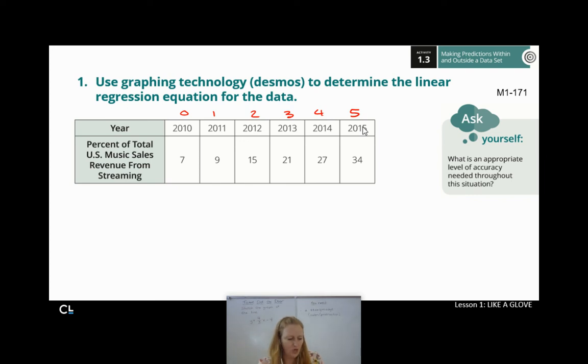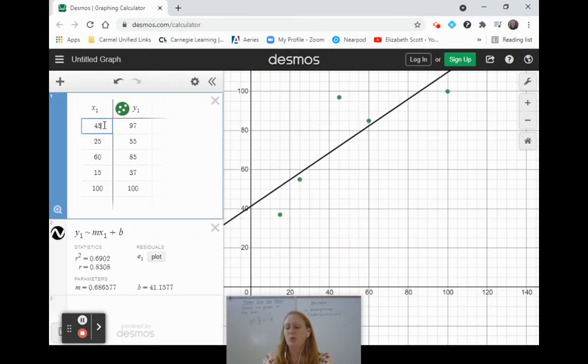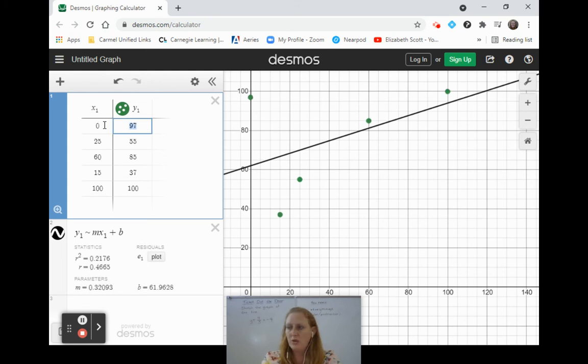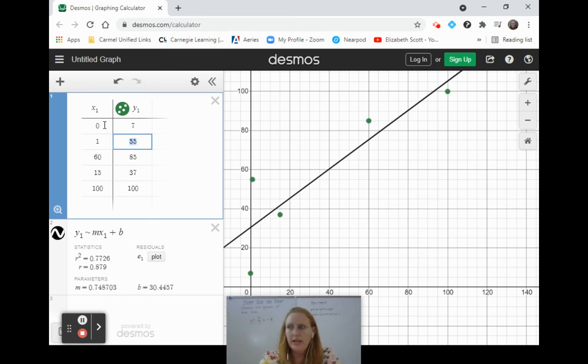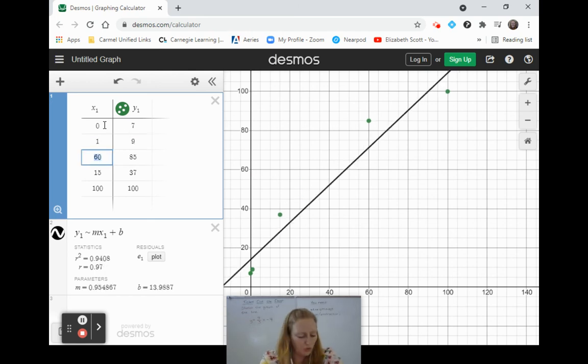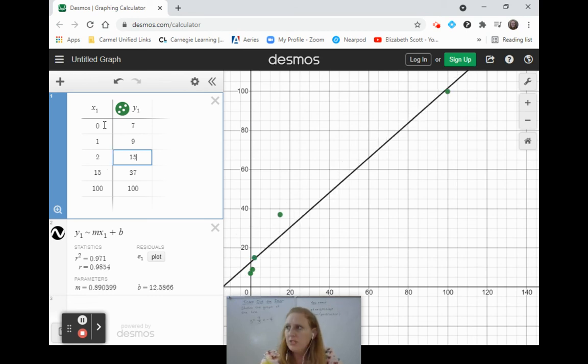All right. We did skip several pages to get here, but that's okay. I'm going to come back to Desmos, and I'm going to change this up. I'm doing a new graph. So we said that we had 0, 7. So in 2010, we said 2011 would be 1, and that was 9% of people streaming. We said 2012 would be 2, which means 15% of US people are streaming music.